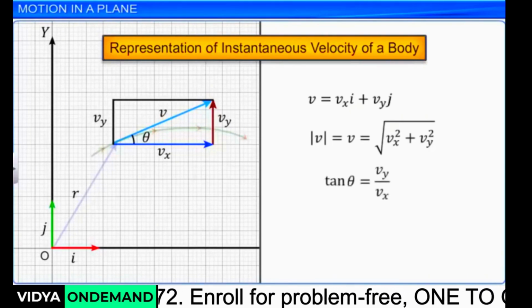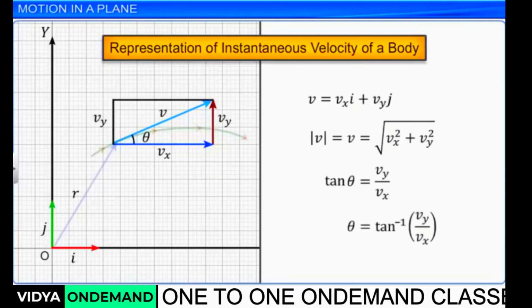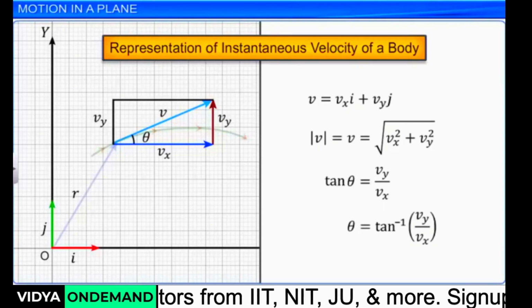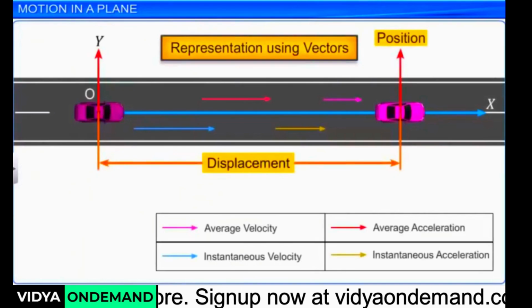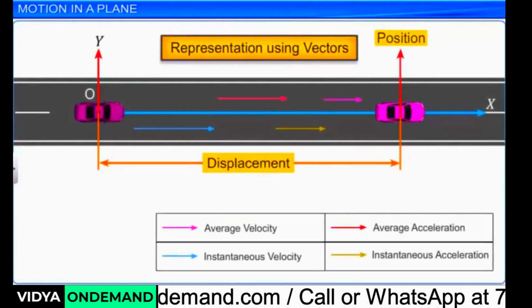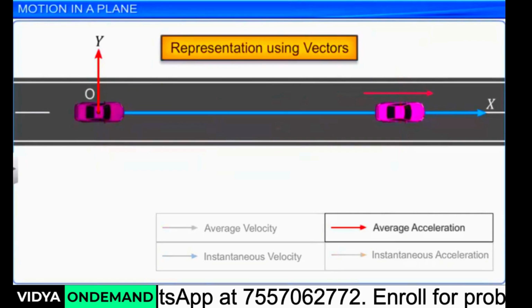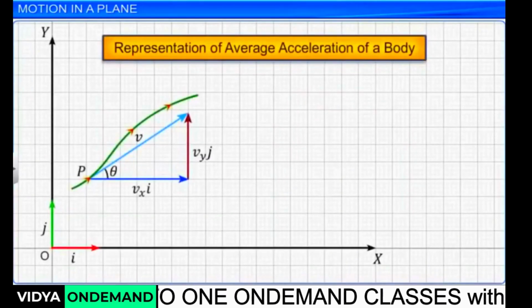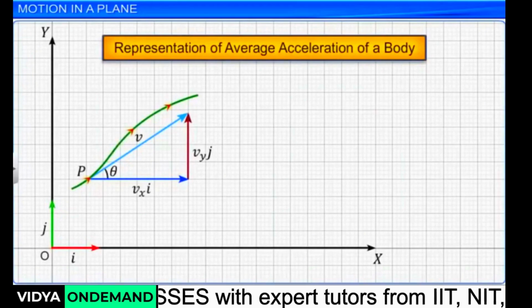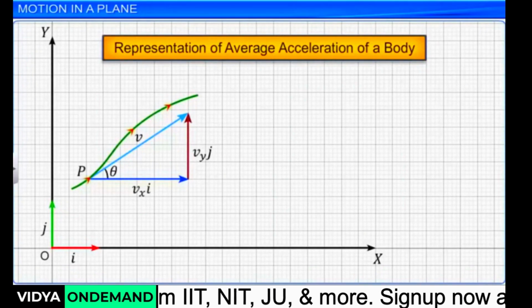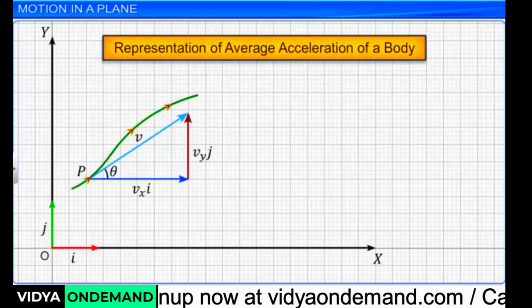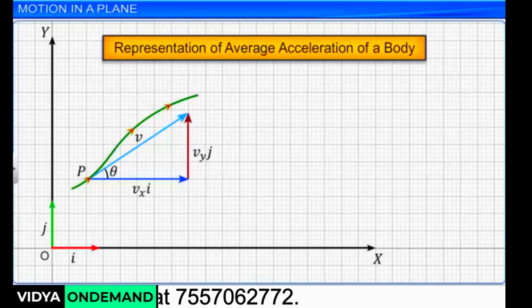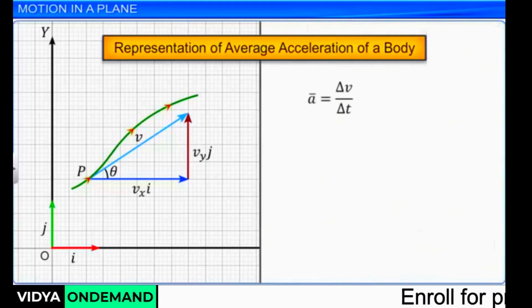Next, let's discuss the representation of average acceleration of a body using vectors. Consider a body moving in the xy plane. During the time interval delta t, its velocity has changed by delta v. Its average acceleration a bar is equal to delta v by delta t. On substitution and simplification, we get a bar = ax i + ay j.